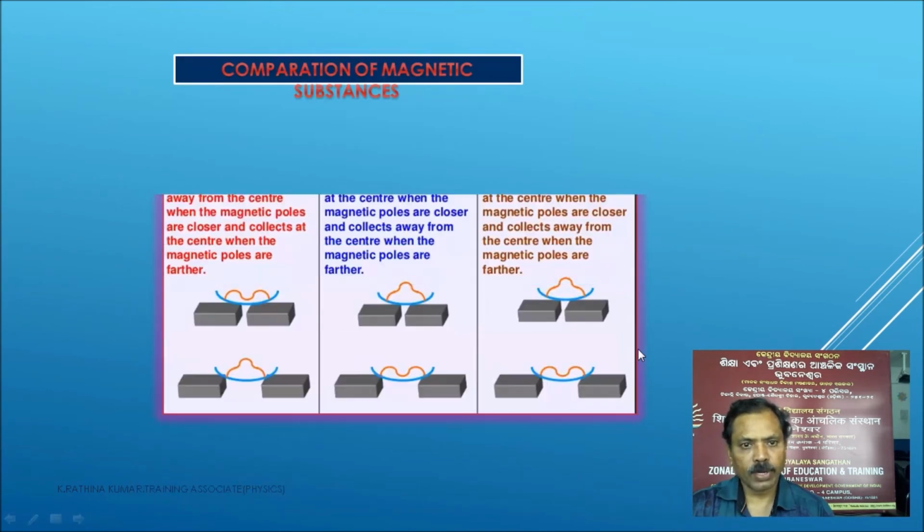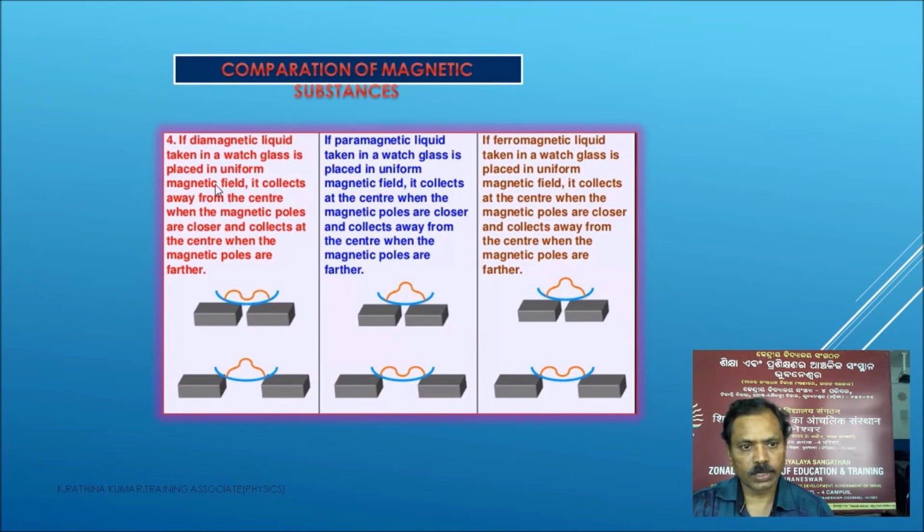Then the comparison goes on for the substances. If a diamagnetic liquid is taken in a watch glass placed in a uniform magnetic field, it collects away from the center when the magnetic poles are closer, and collects at the center when the magnetic poles are farther apart. See, this is the magnetic substance. When you keep the liquid in the watch glass, it doesn't take inside. When the poles move apart, elevation takes place.